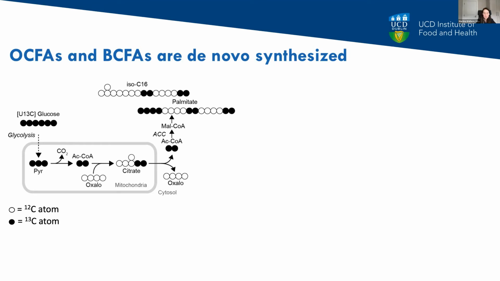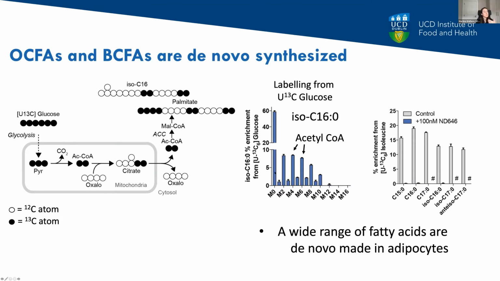To prove this, we traced cells with glucose, which, as I was describing earlier, gives very distinctive mass increments of 2 if it's using fully labeled acetyl-CoA. The branched chain fatty acids and also the odd chain fatty acids had a very similar pattern to palmitate, indicating that they were being made in a similar way. In addition, if we inhibited some of the key enzymes in the pathway, such as ACC, the synthesis of these fatty acids was inhibited to the same extent as palmitate. And if we knocked out fatty acid synthase, it stopped synthesis of these.